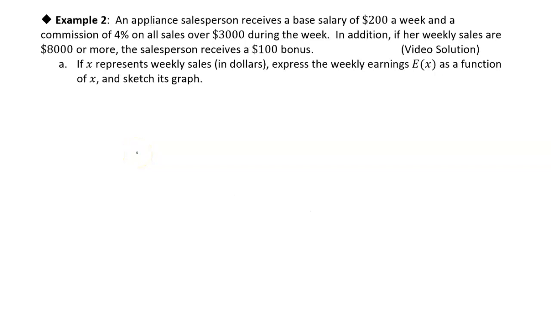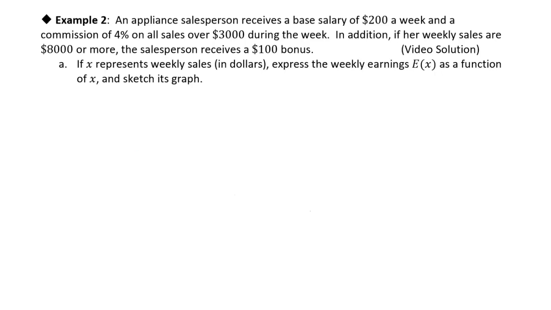All right, in this example, an appliance salesperson receives a base salary of $200 a week and a commission of 4% on all sales over $3,000 during the week. On top of that, if her weekly sales are $8,000 or more, the salesperson receives a $100 bonus. So if we let X be the weekly sales in dollars, we want to express the weekly earnings as a function of X and sketch its graph.